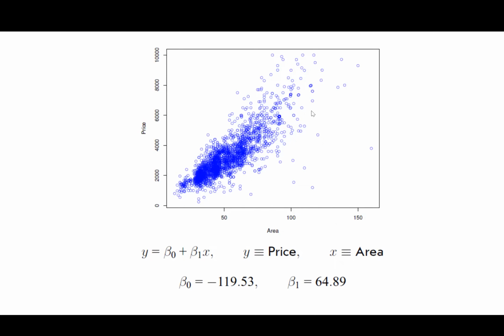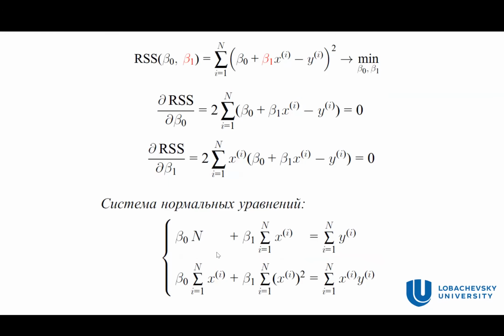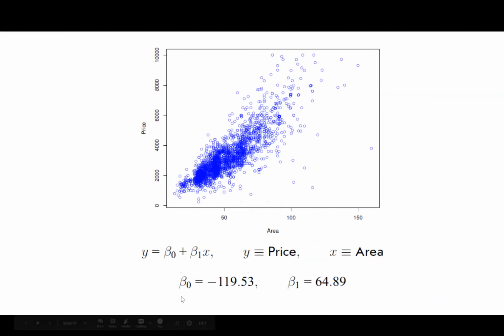And you can see that all these points have the trend to lie near the line. This equation you can find by solving the system of normal equations here. You can find b0, it will be minus 119.53, and b1 is 64.89.